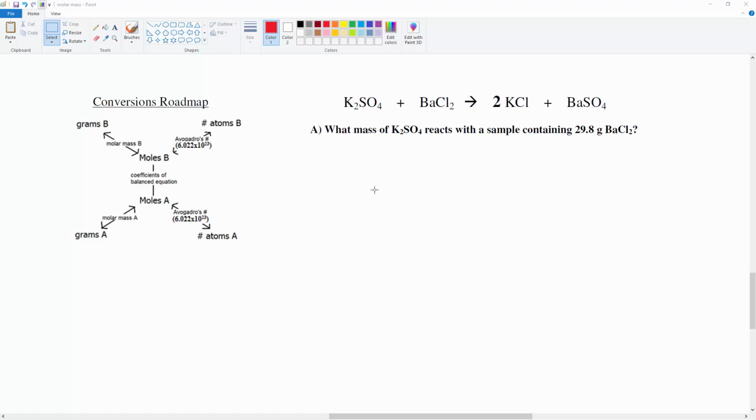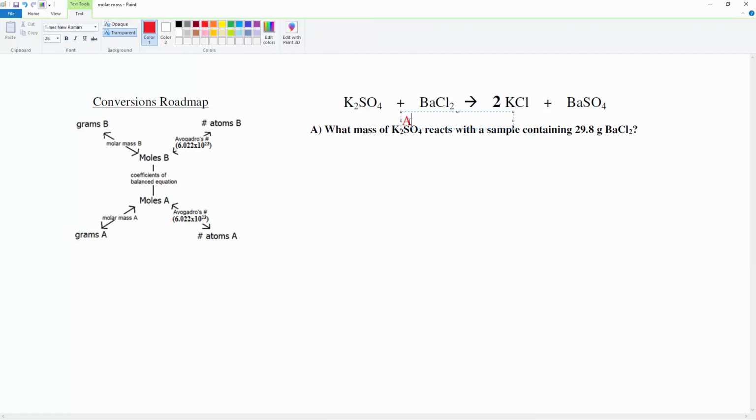Zach previously asked, how did you know that aluminum should be A? And in that case, it's because we were only given one set for grams. But now it doesn't really matter. I can make anything, whatever I wanted, because it's totally reflected here. So I could make potassium sulfate A and barium chloride B, or vice versa. It really doesn't matter. I'll do that. Why not? That's A.